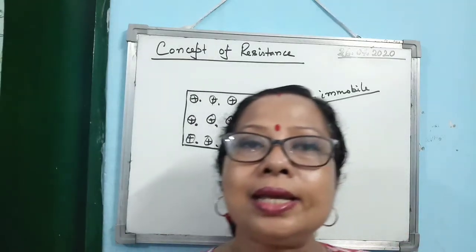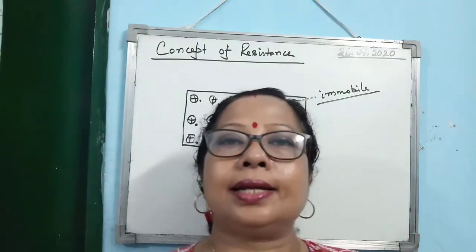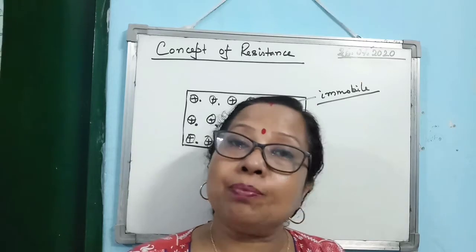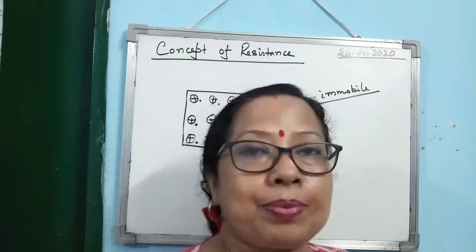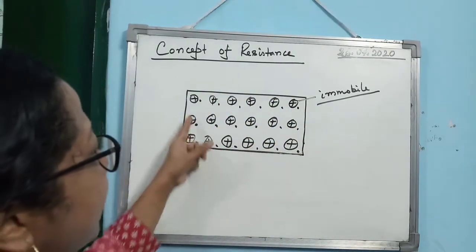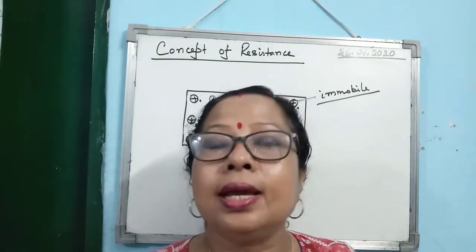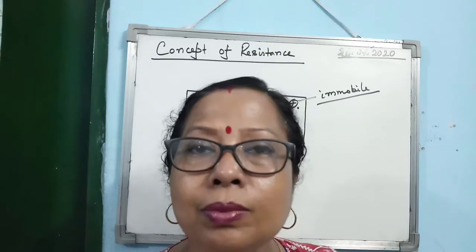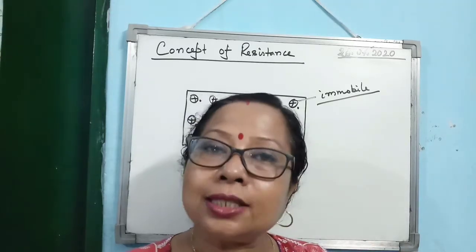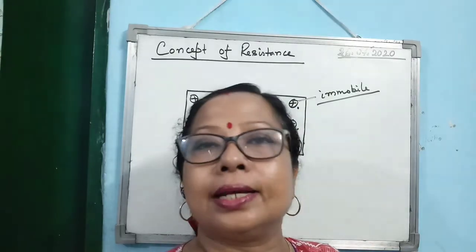When you have not connected the conductor to any battery, what is happening? Electrons are moving randomly. You must note it down: electrons are moving randomly within the conductor. That's why you are not getting any current.